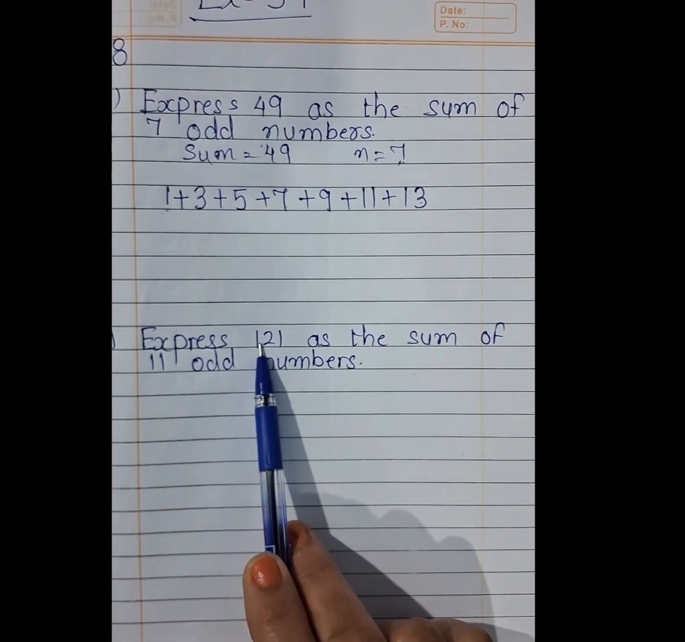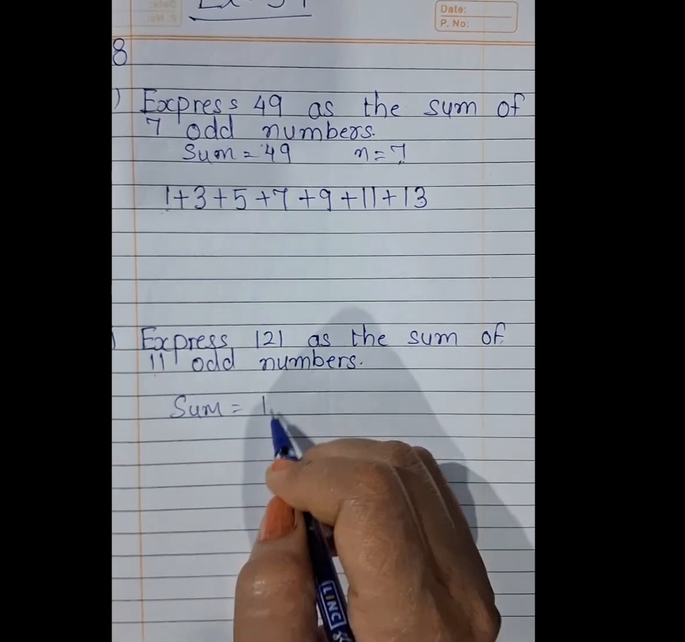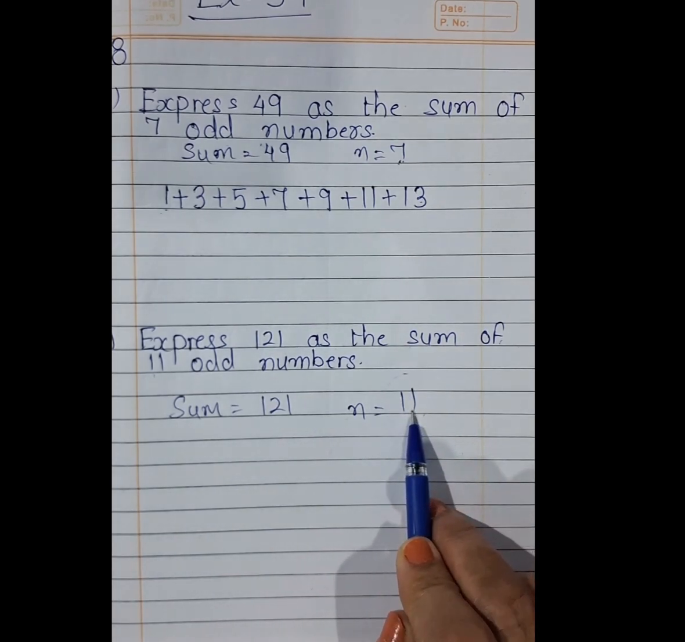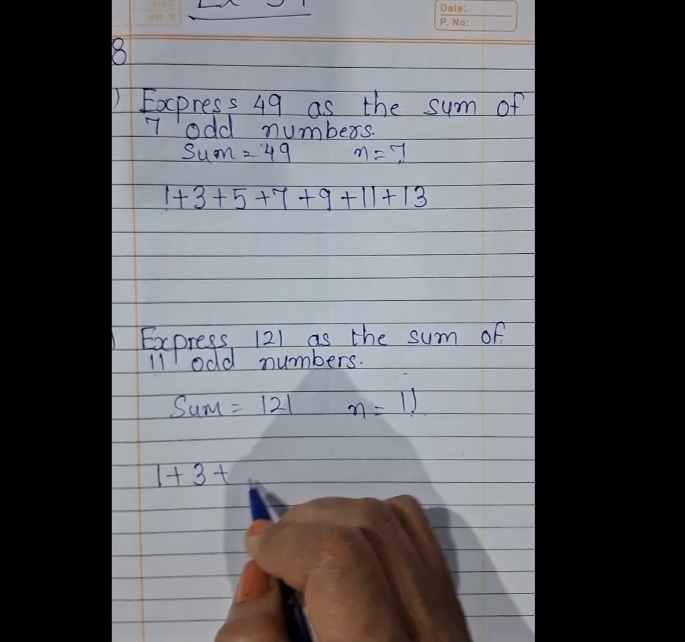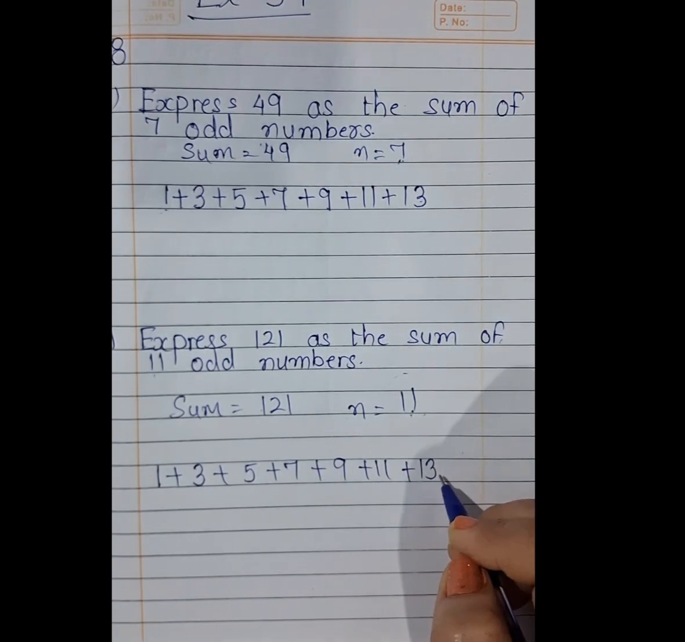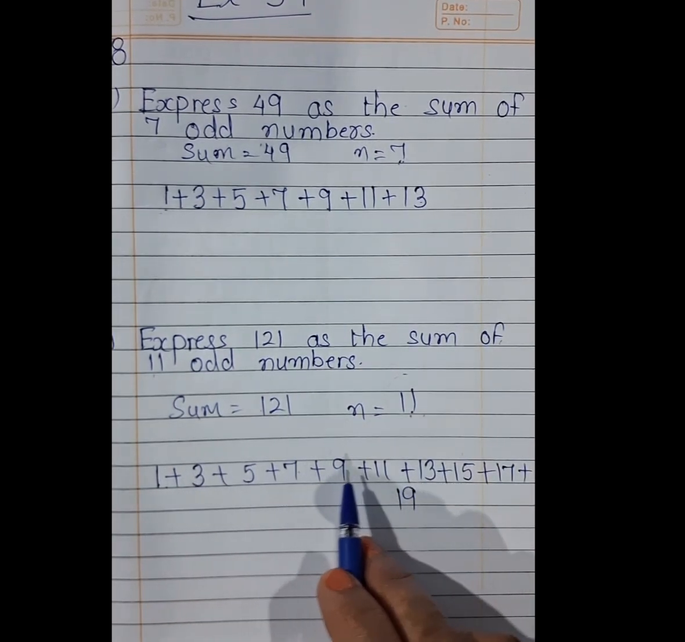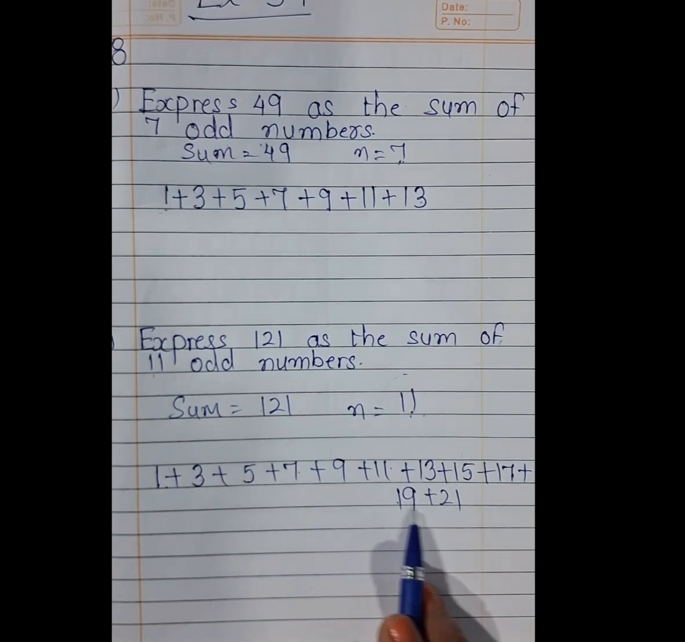Now the next one, express 121 as the sum of 11 odd numbers. So again you have sum as 121, n is equal to 11. That means you have to add first 11 odd numbers, and if you add them you will get 121. So let us take first 11 odd numbers, 1 plus 3 plus 5 plus 7 plus 9 plus 11 plus 13 plus 15 plus 17 plus 19. How many are there? 1, 2, 3, 4, 5, 6, 7, 8, 9, 10. 1 more plus 21. So if you add these first 11 odd numbers, you will get the sum as 121. 121 is again square of 11.